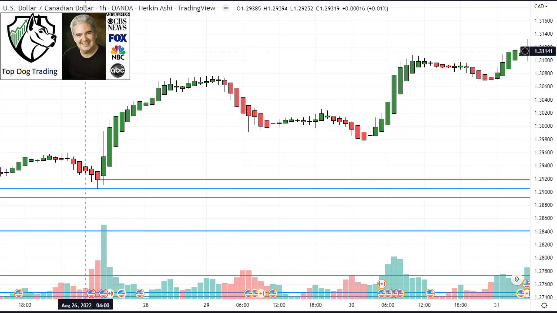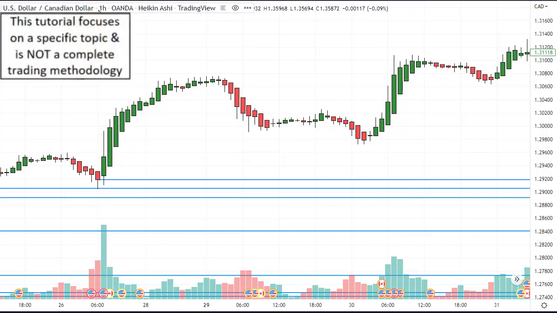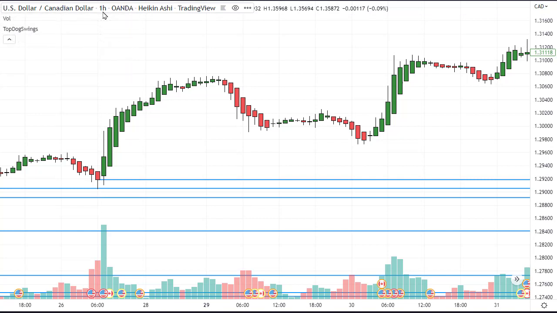All right. So we're looking at the U.S. Canadian dollar here, but you could use any Forex pair for this. Actually, you could trade this with stocks, futures, crypto, whatever. But we're going to use Forex here today, and I've got the 1 hour chart, which is commonly used for Forex, so that's why we're using it.